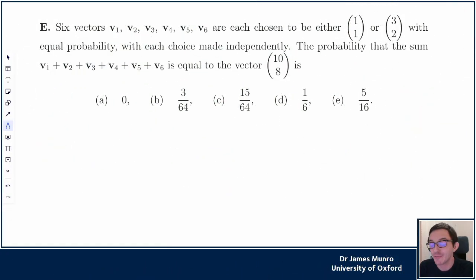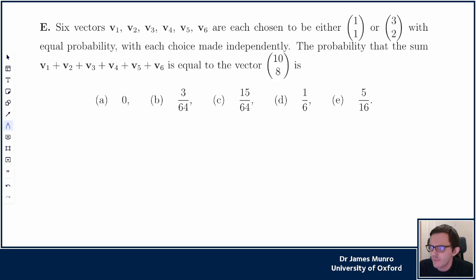Okay, 1e. We've got 6 vectors, and each of them is either (1, 1) or (3, 2), with equal probability. I suppose that means probability 1/2 of each thing happening, like a coin toss. Each choice is made independently. So I suppose there are 64 different things that can happen: 2 possibilities for the first one, 2 for the second, 2, 4, 8, 16, 32, 64 possibilities. Something on the spectrum between all of them being (1, 1), or all of them being (3, 2), or some combination in between. The probability that the sum is equal to (10, 8) is which of these options?